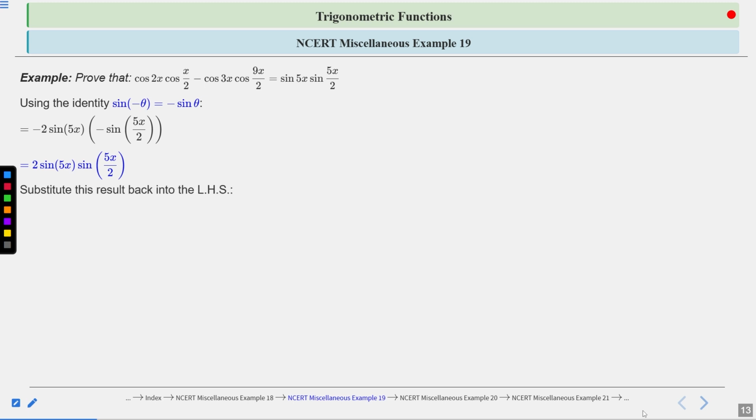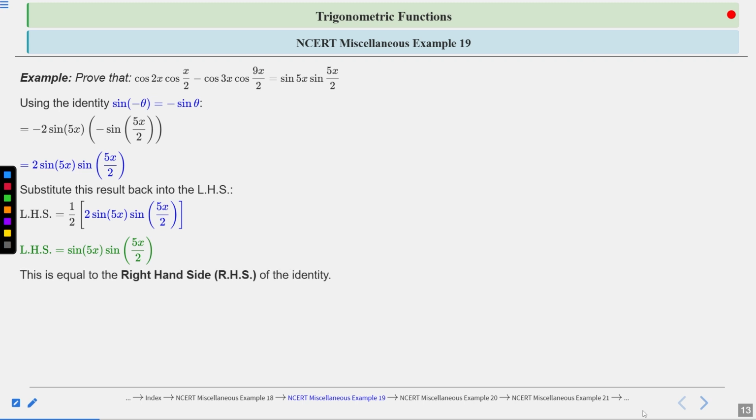Now substitute this result back into our LHS. We will get LHS is equal to 1 by 2 times 2 sine 5x into sine 5x by 2, okay? So LHS will be equal to sine 5x into sine 5x by 2, right?